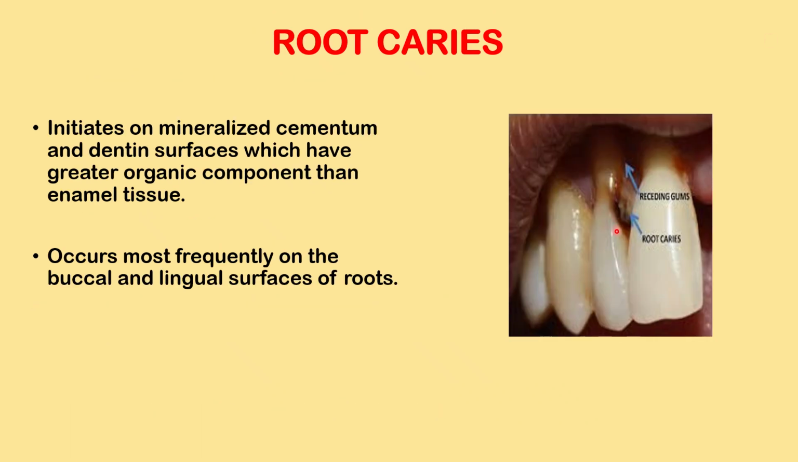Next is root caries. They begin on exposed cementum and dentine, which have a higher organic content than enamel, making them more susceptible to demineralization. It most commonly affects the buccal and lingual root surfaces, especially in areas with gingival recession.